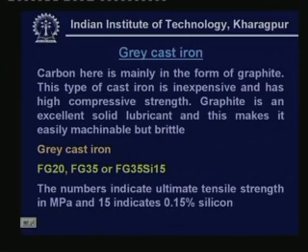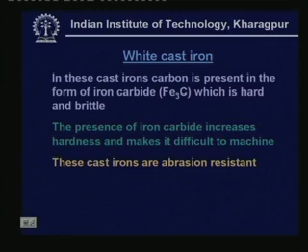Now, let us come to this particular idea, the white cast iron. In this cast iron, carbon is present in the form of iron carbide Fe3C, which is hard and brittle. So the presence of iron carbide, you can understand, increases what? The hardness, and makes machining difficult.